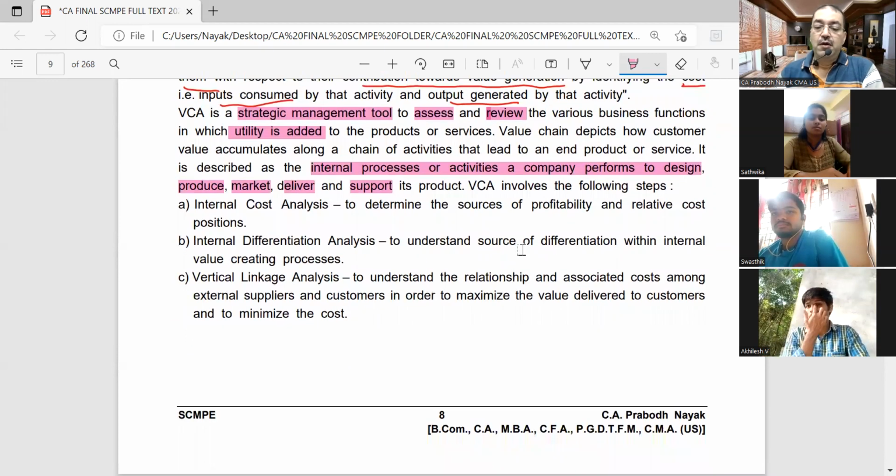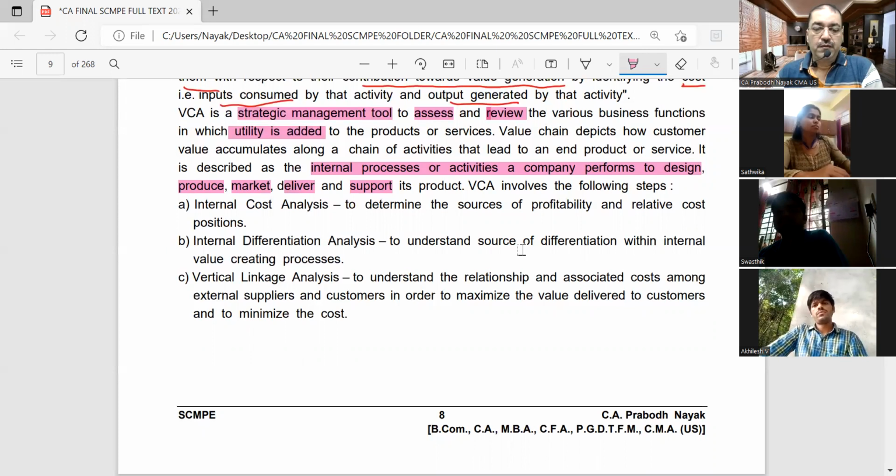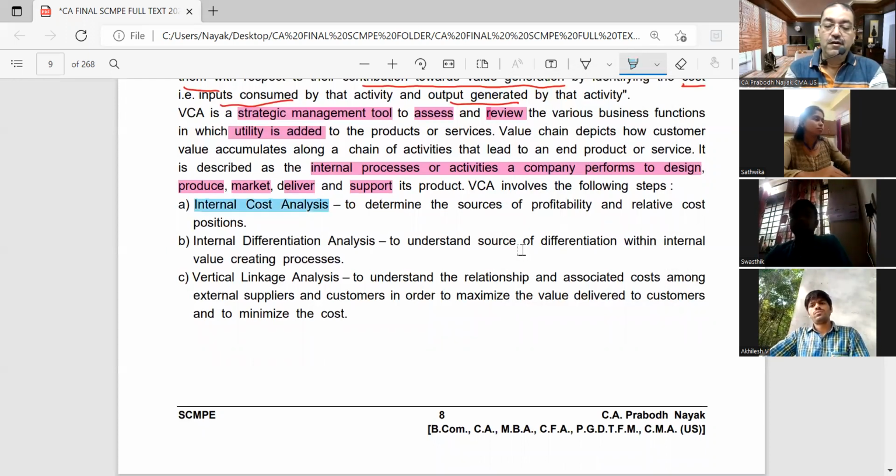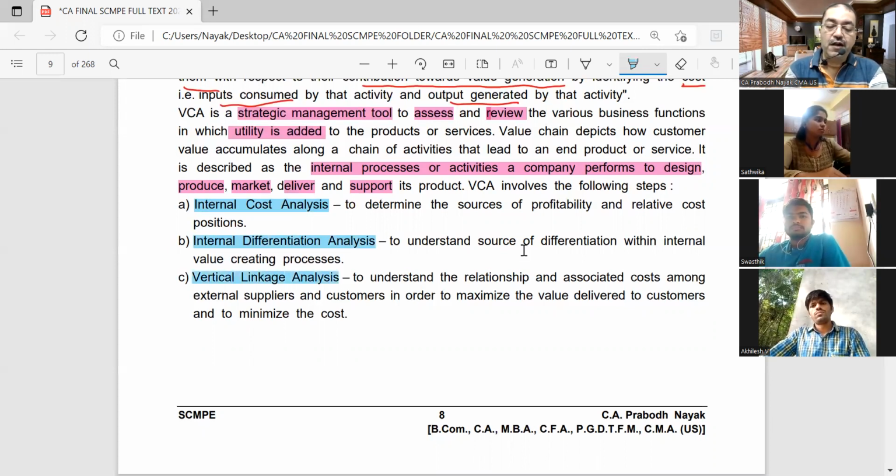Fine. Now, value chain analysis involves three steps, and each one is important. The first one is internal cost analysis. The second one is internal differentiation analysis. And the third one is vertical linkage analysis.